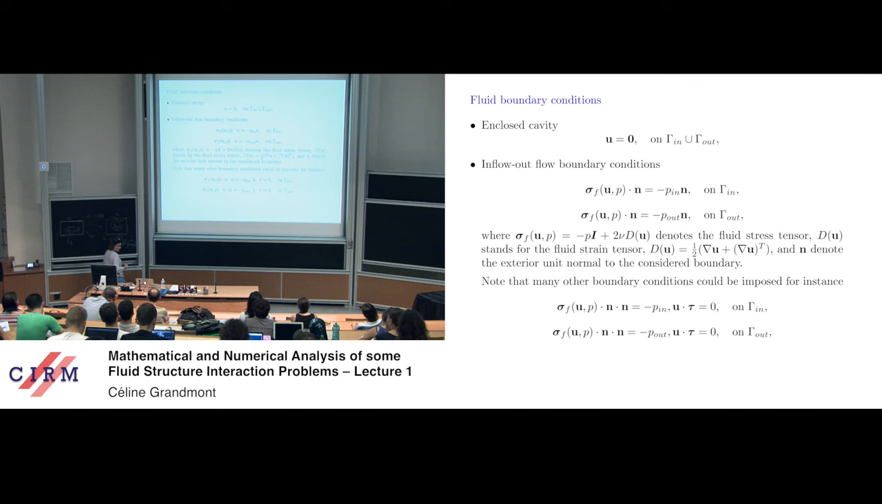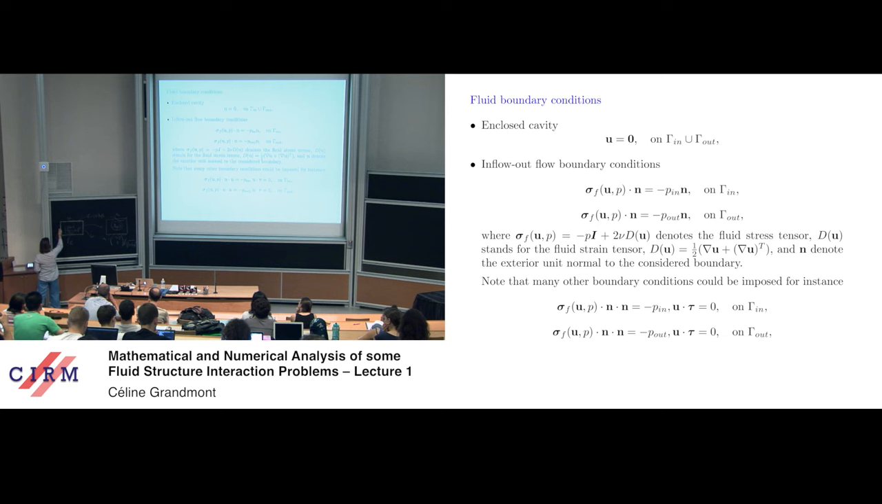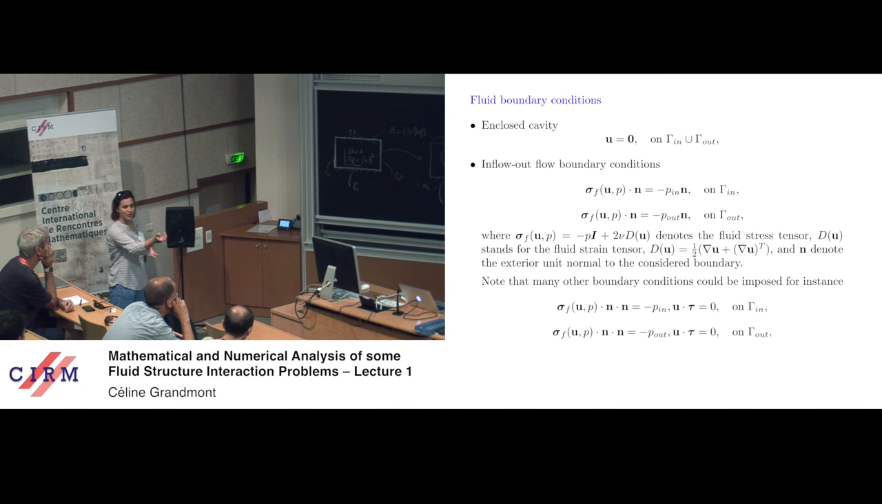So here you have an inlet, and here you have an outlet. So you can assume first, from the mathematical point of view, that you have an enclosed cavity, so that the fluid velocity is equal to zero all over the boundary. Okay? So from the physiological point of view, this is not really what you want to do if you consider blood flow in arteries, for instance.